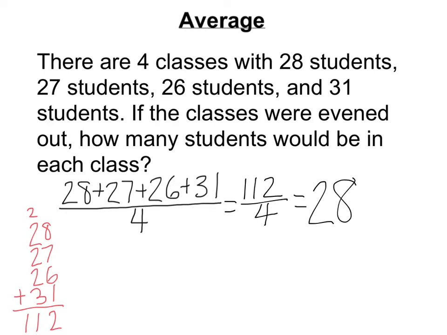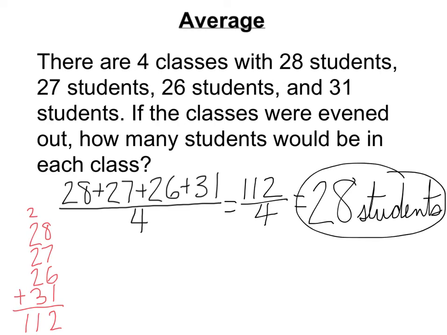Think back to the problem. The problem asked me how many students would be in each class if I evened it out. So the answer is 28 students. If we even the classes out, there'd be 28 students in each class.